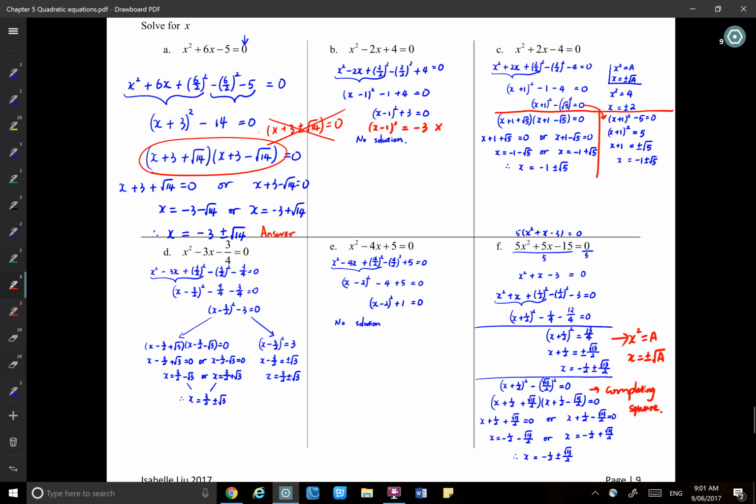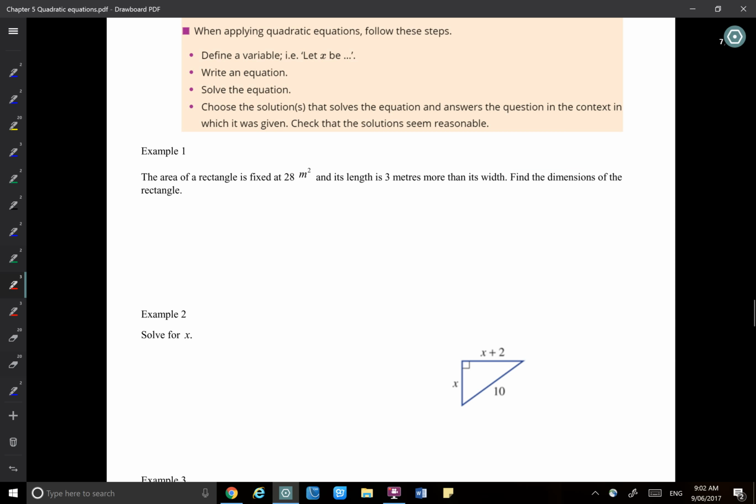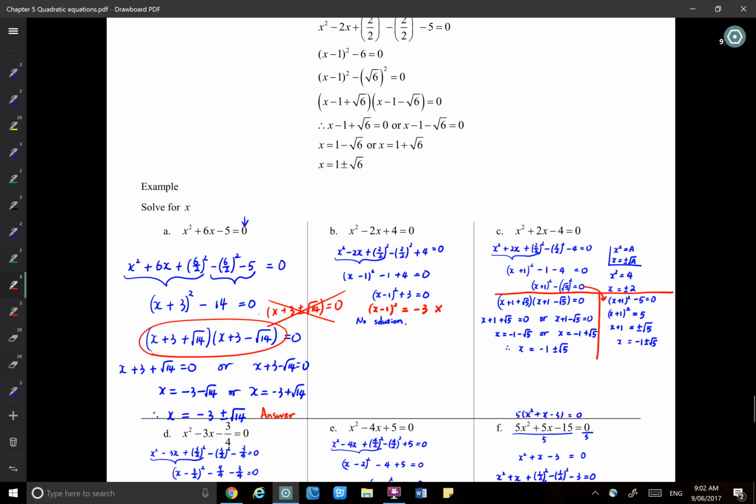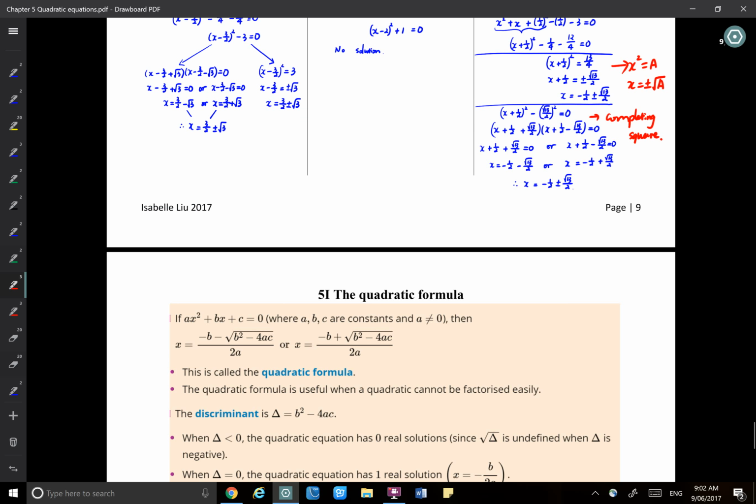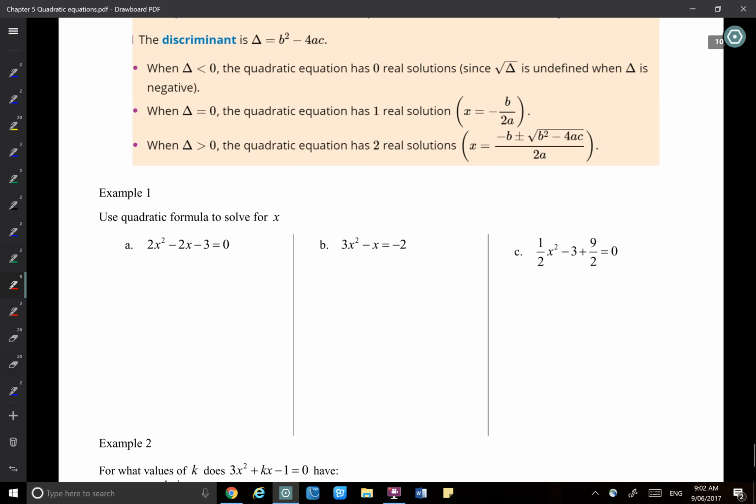Okay, so this is 5H. I skipped 5G, which is the application. I'll go back to 5G in the end. And the next thing we'll learn is a formula. It's the quadratic formula, 5I. We'll learn that after next week. So I won't see you in 1 week. So during that 1 week, remember to do some math questions, please. Otherwise, you'll forget how to factorize, how to do cross multiplication, how to do completing square, and I need to teach that again. Okay?